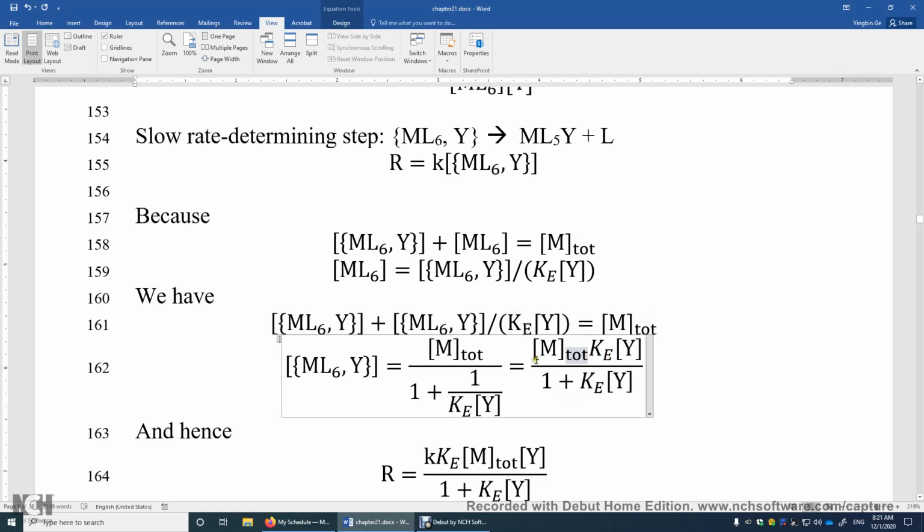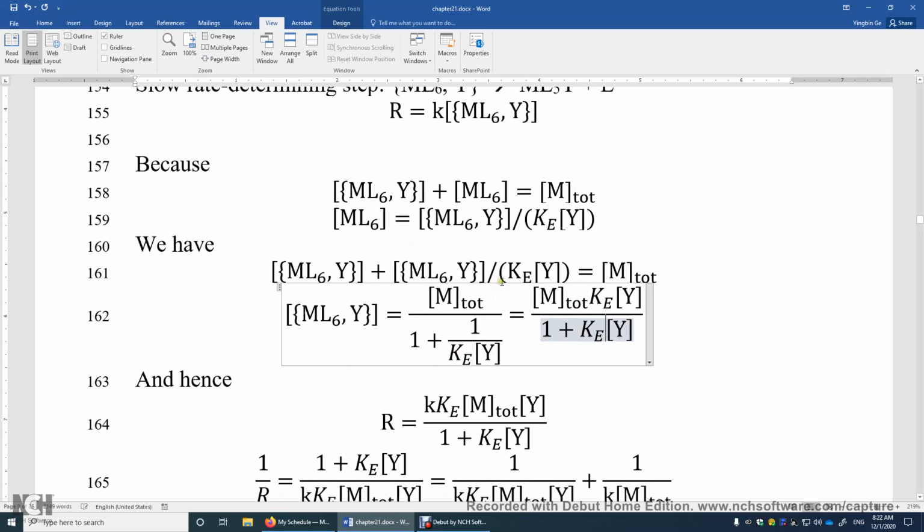And we got this equation here. From here to here, both the top and the bottom of the fraction are multiplied by K_E times Y. So that's Y. Oh, this should be italic. And now we have the reaction rate. It's equal to k times the concentration of the intermediate, and we have the expression of the concentration of the intermediate. We plug it in, so it's going to be just k times this whole thing. So it's going to be k times uppercase K_E, the Eigen equilibrium constant, times the total concentration of the metal, times Y over 1 plus K_E times Y.